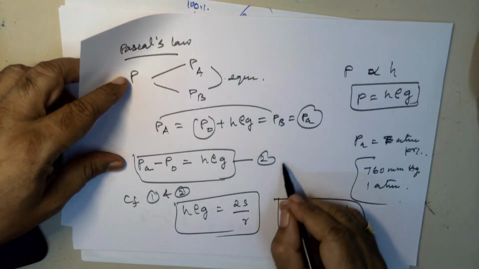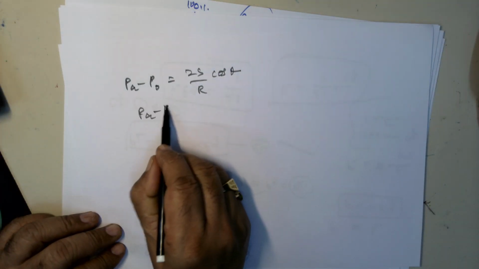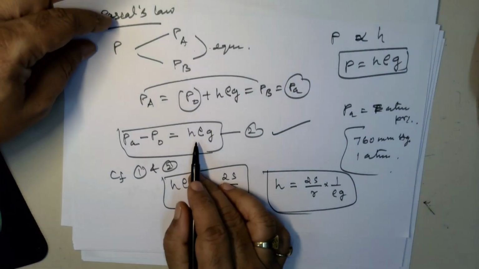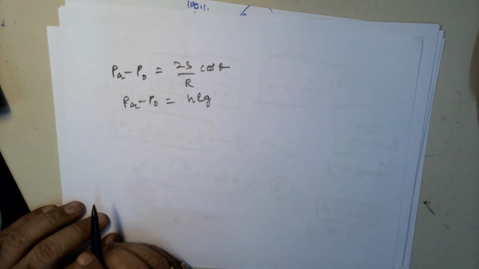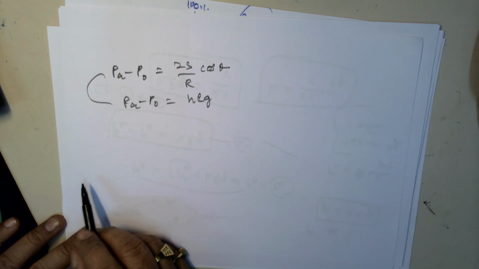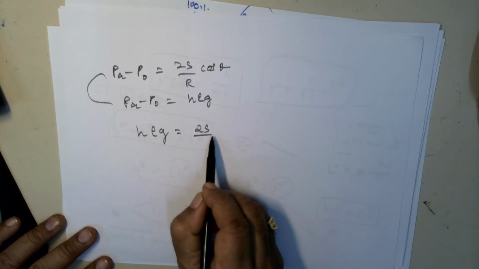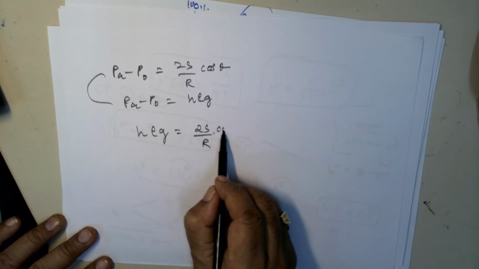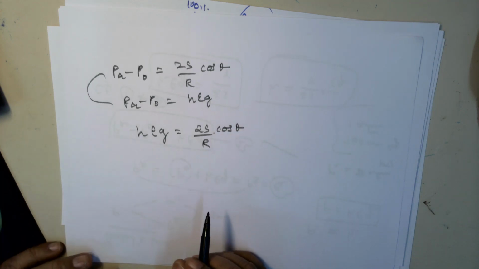Second, what is the next equation we have derived here? That is the second equation. PA minus PO is equal to H rho G. Now we can equate these two. Therefore, H rho G is equal to 2S by R into cos theta. Are you able to understand?